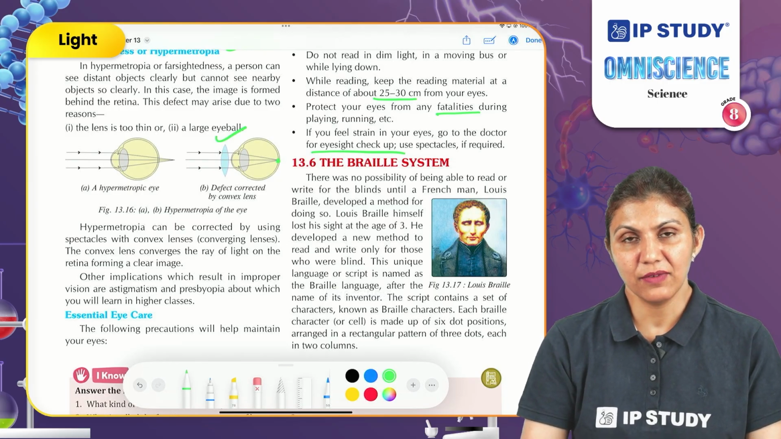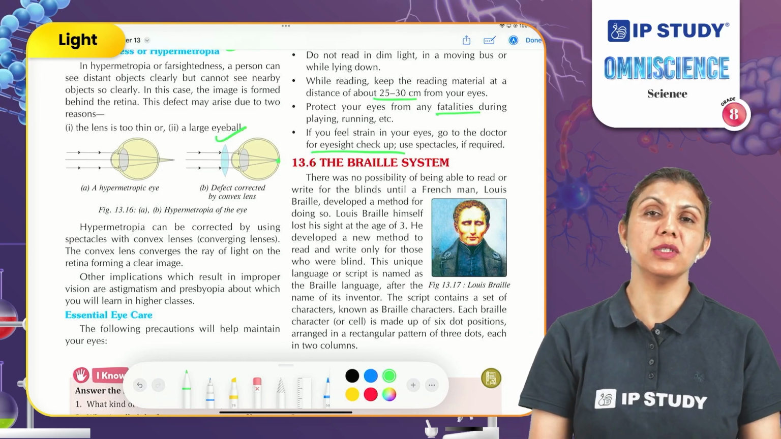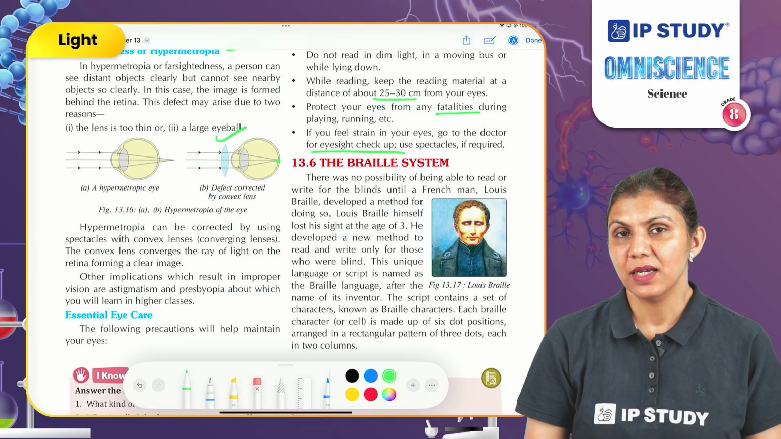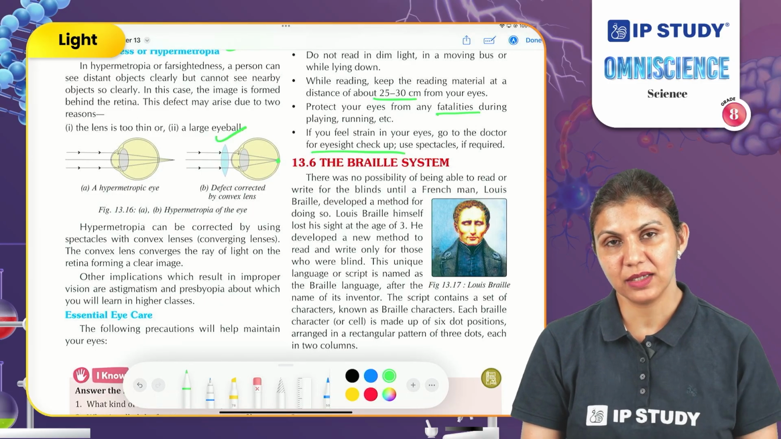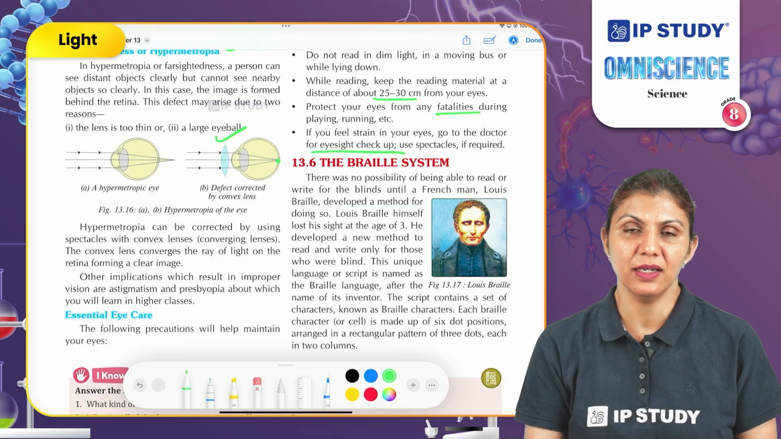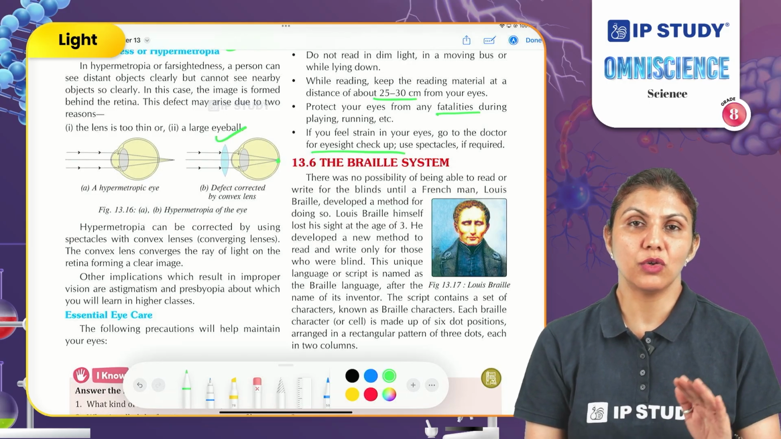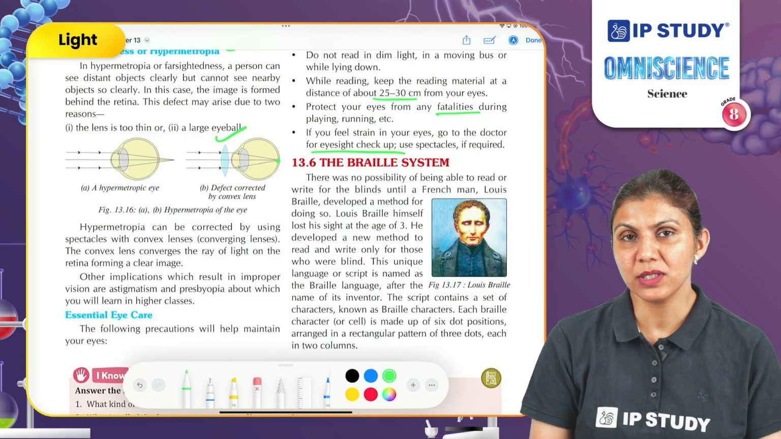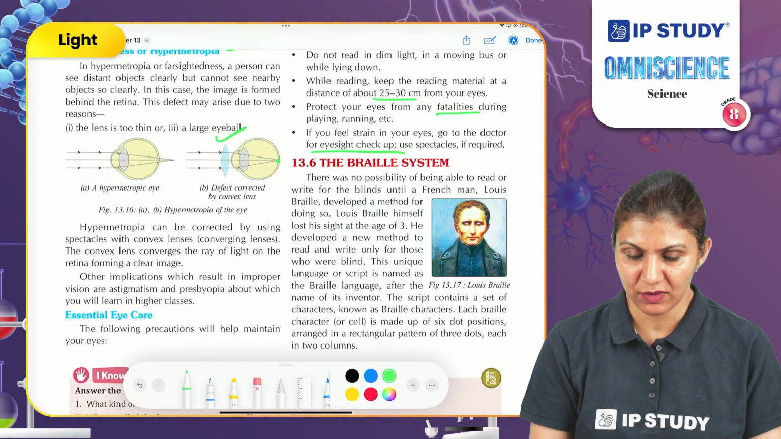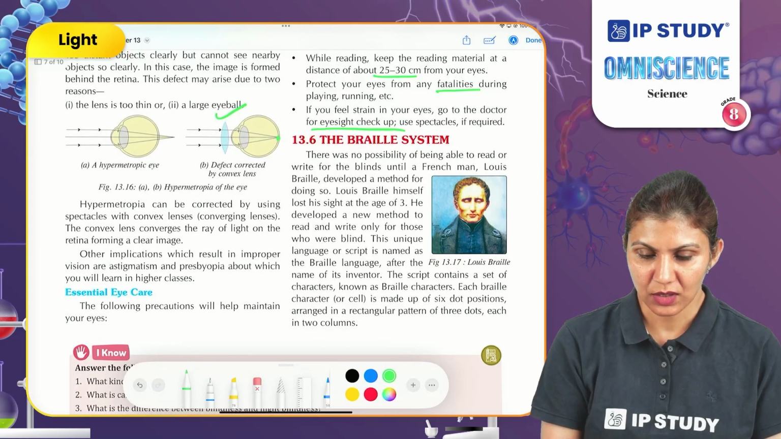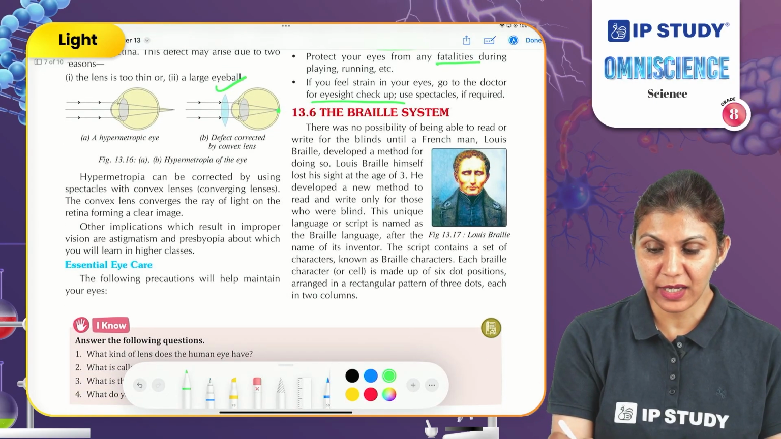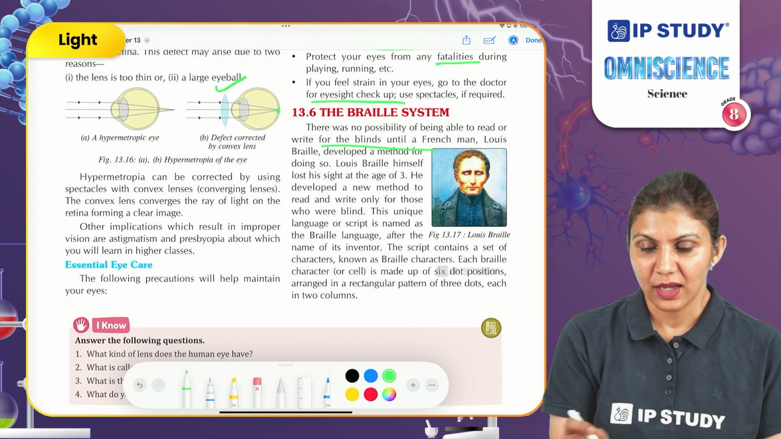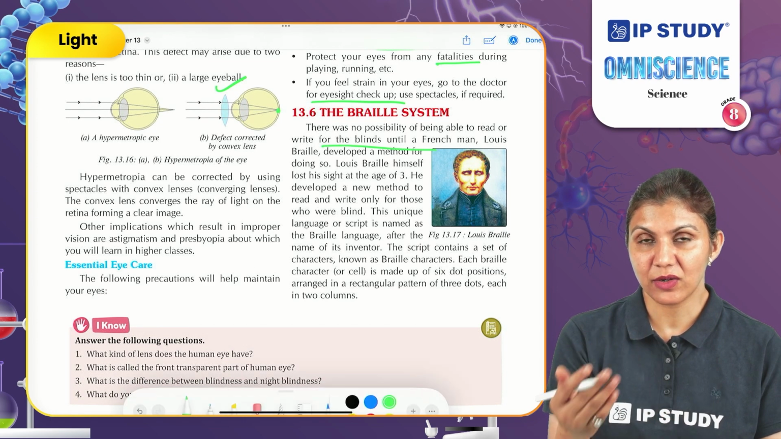In this case, if a person is blind, they use the Braille system. What is the Braille system? The Braille system is an aided method which is used by blind people to read and write. It is made up of embossed letters, signs and alphabets. There is no possibility of being able to read or write for a blind person. Okay? Why? Because they cannot see.